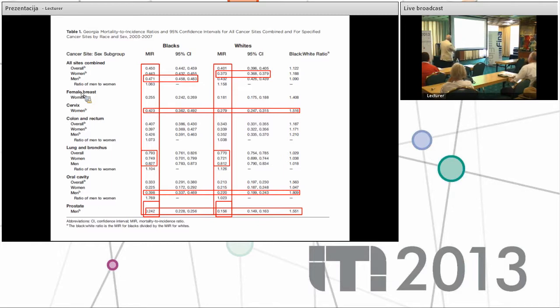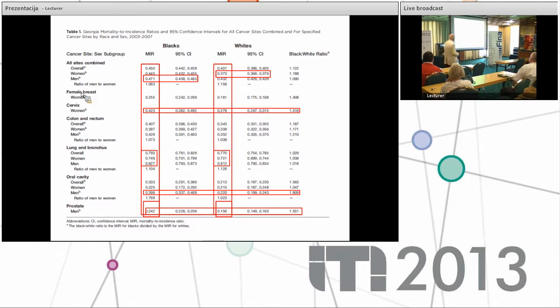For oral cavity cancer, though, you can see that it's 0.398 versus 0.220 for men, black men versus white men. The black-white ratio is 1.8, so 80% higher mortality for oral cancer in black men than in white men. And prostate cancer is a huge problem in the United States for black men. The mortality incidence ratio is 0.24. Usually prostate cancer doesn't kill people, so it's a high incidence but usually not high mortality. So it's 24% versus 15% in whites, and the black-white ratio is 1.6.